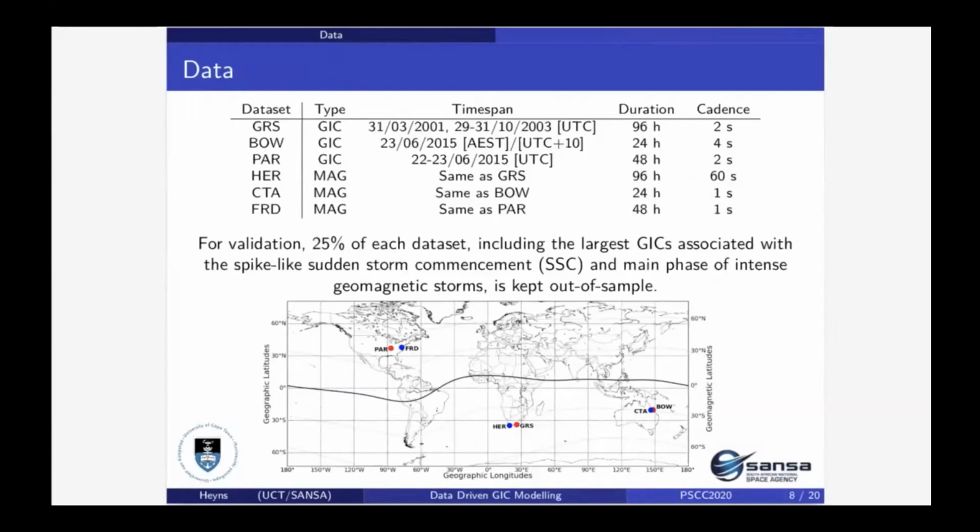For all data, 25% of the data set was kept out for validation. This is in order to align with previous modeling done in the South African network, to which we compare in our paper. That said, this 25% includes some of the trickiest parts of the storm, which means we've set ourselves up for failure in terms of modeling. Nevertheless, our modeling method overcomes this and is shown to be operationally effective.